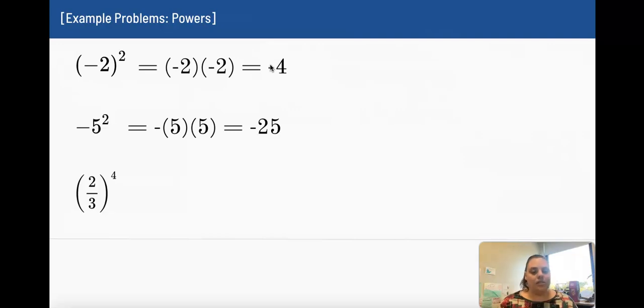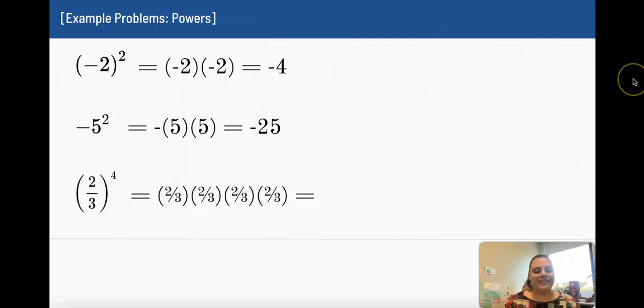One last example to look at is a fraction taken to a power. It's still going to be that number times itself, 4 times in this case because that exponent is 4. When we multiply a fraction, we multiply all of the top together and all of the bottom together. So when we write this as one fraction, we're going to have 2 times 2 times 2 times 2 on top, and 3 times 3 times 3 times 3 on bottom.